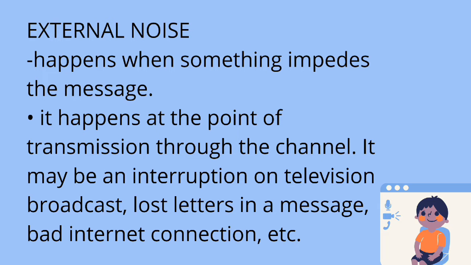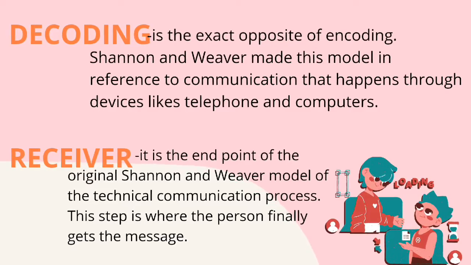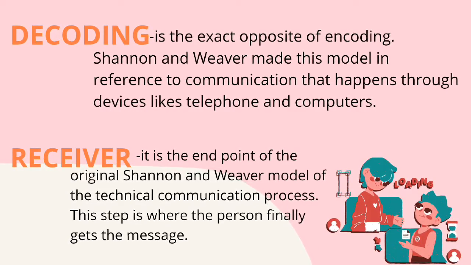External noise happens when something impedes the message. It happens at the point of transmission through the channel. It may be an interruption on a television broadcast, a lost letter in a message, or a bad internet connection. Next is decoding. Shannon and Weaver made this model in reference to communication that happens through devices like telephones. Decoding is the exact opposite of encoding.